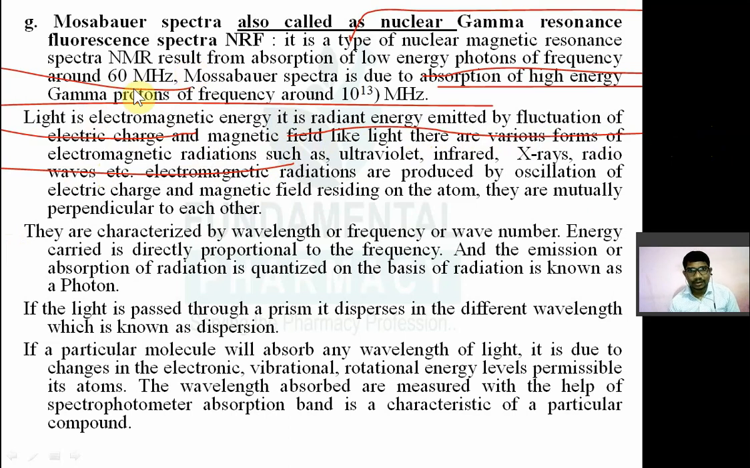Like light, what is light? Light is nothing but a kind of electromagnetic energy, a radiant energy emitted by fluctuation of electric charge and magnetic field. And likewise, there are other types of electromagnetic energy, various forms of electromagnetic radiation like ultraviolet, infrared, X-ray, radio waves. They are produced by oscillation of electric charge and magnetic field residing on an atom.